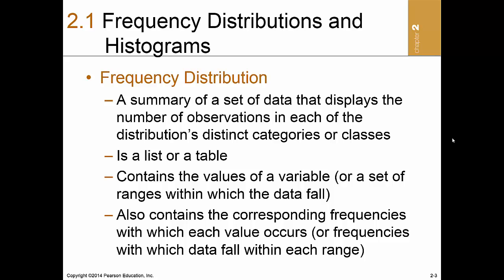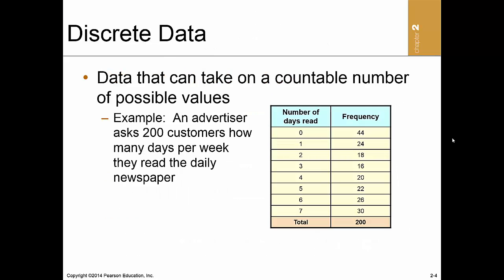A frequency distribution is simply a summary of a set of data that displays a number of observations in each of the distribution's distinct categories or classes. It can be in a list or table form and contains the corresponding frequencies with which each data value occurs. Oftentimes data may take on only a few possible values. These data are called discrete data. When you encounter discrete data, a frequency distribution is constructed by counting the number of times each possible value occurs in a data set. We organize these data into a frequency distribution table.